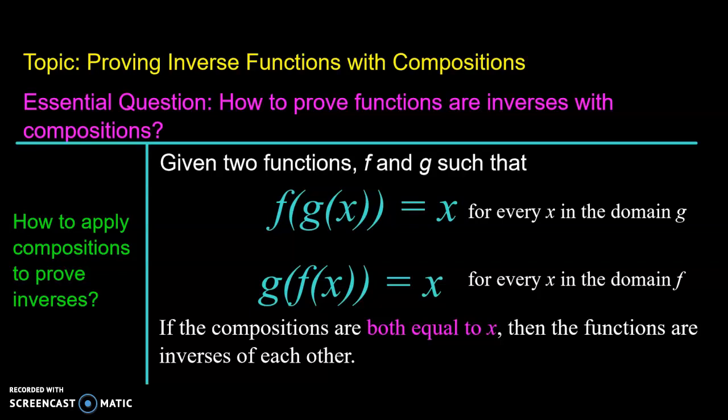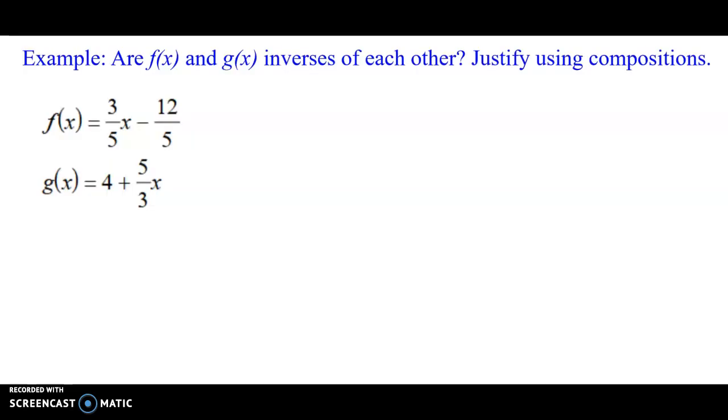And so we've talked about two functions, f and g, back in the previous unit, where we read f of g of x. What we're seeing is if f of g of x is equal to x, and g of f of x is also equal to x, if they are both equal, then the functions are inverses of each other. So we're basically finding their compositions from one another, making sure they're both equal to x. So we're going to see some examples.